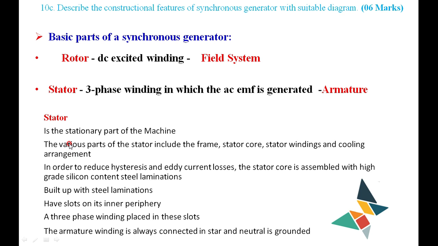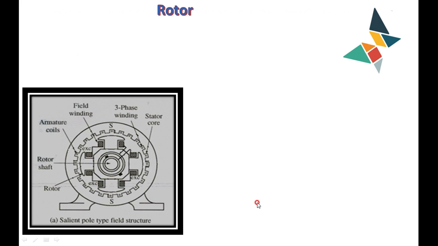Ventilating ducts are provided in the stampings of the stator. In order to reduce the hysteresis and eddy current losses, usually the stator and the rotor are made up of laminations of high grade silicon steel. Then in the stator, in its inner periphery, there are slots in which the armature winding is placed, in which the voltage is induced. These three-phase windings are usually connected in star and the neutral is grounded. That is about the stator.